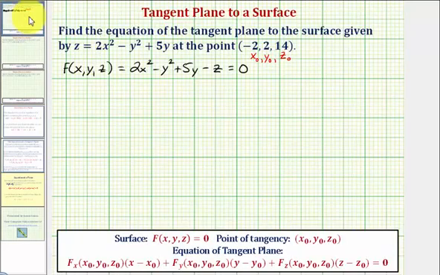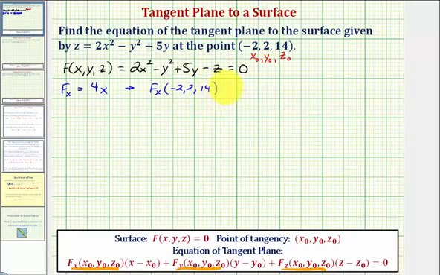So going back to our example, for our next step, we'll determine our partial derivatives with respect to x, y, and z, and then evaluate them at the point of tangency. So the partial with respect to x will treat the y and z terms as constants. So the derivative of 2x squared with respect to x would be 4x. The remaining derivatives with respect to x would be 0. So now we'll evaluate this at the point of tangency, which is (-2, 2, 14), which would give us 4 times -2, which equals -8.